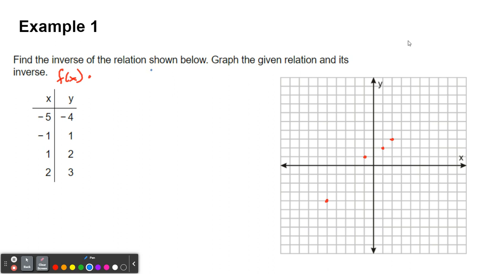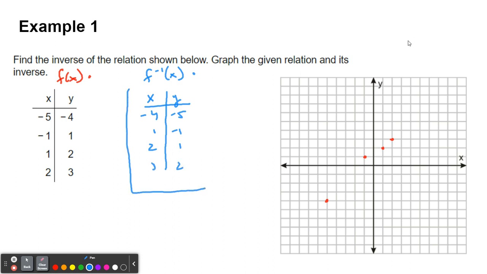So now I want to create a table of values for f inverse of x using blue dots, right? Well, for f inverse of x, your xy table is going to look very similar to f of x, but the numbers switch places. So now your point is -4, -5, 1, -1, 2, 1, and 3, 2. So there is your table of values for f inverse. We're going to graph that: -4, -5, 1, -1, 2, 1, and 3, 2.